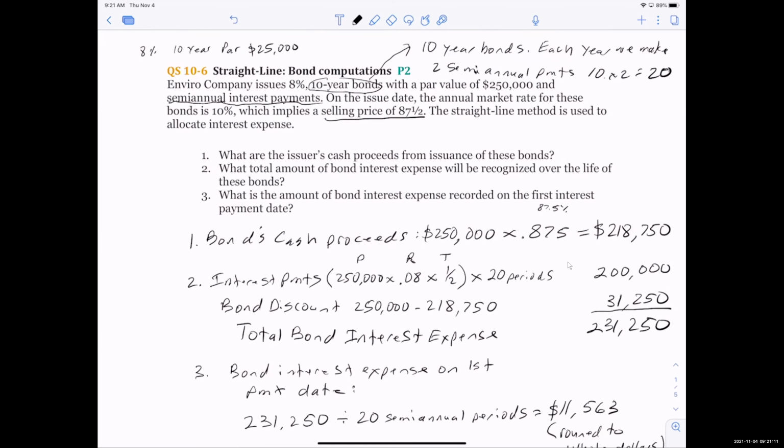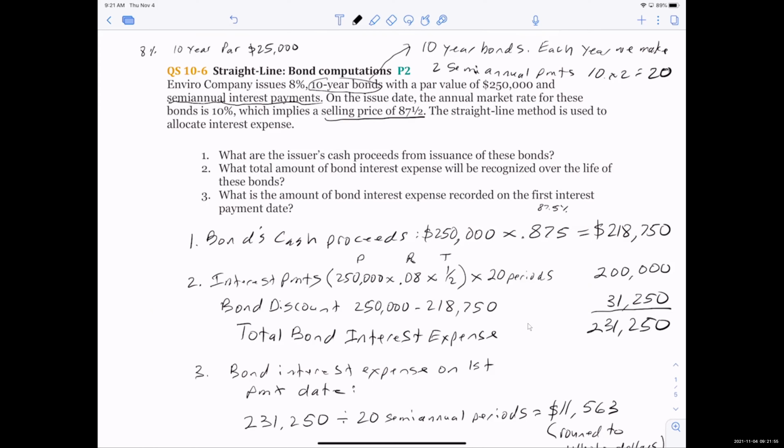But wait, there's that extra borrowing cost. We have to pay back money that we never received. That's our bond discount. And how do we calculate bond discount? Well, we have to pay back the face value or the par value, which is 250,000, minus the cash proceeds. And we know the cash proceeds here are 218,750. So the bond discount is 31,250. We add that together. That is going to be the total bond interest expense over the life of the bond.